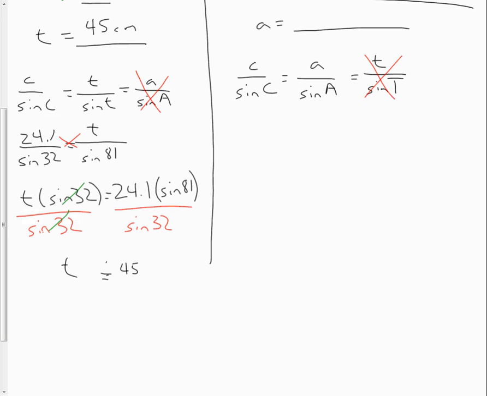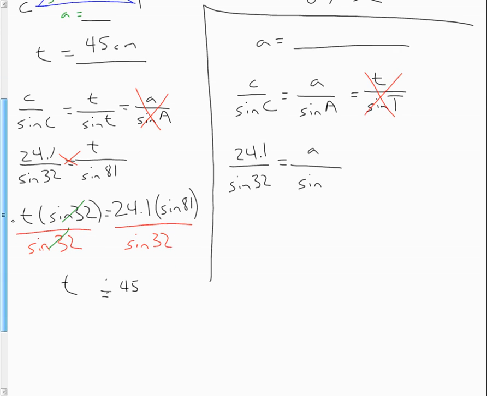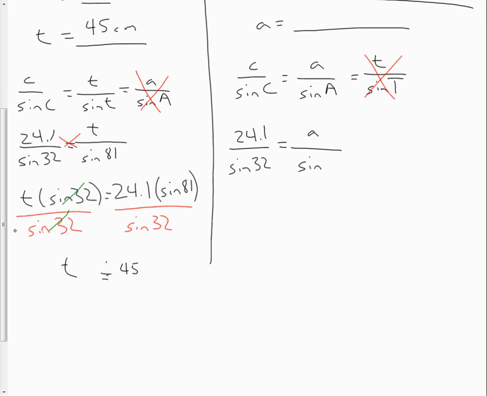So I know that C is equal to 24.1. I've got sine C, the angle C is 32. I don't know what my A value is, but I know from my earlier solution that the value of angle A is 67 degrees. So I'm going to substitute that in here. So 67 degrees is what I'm going to put in.